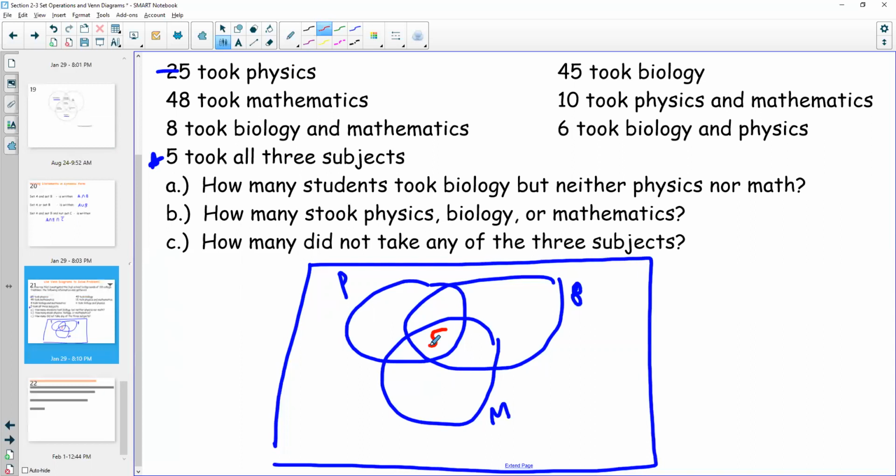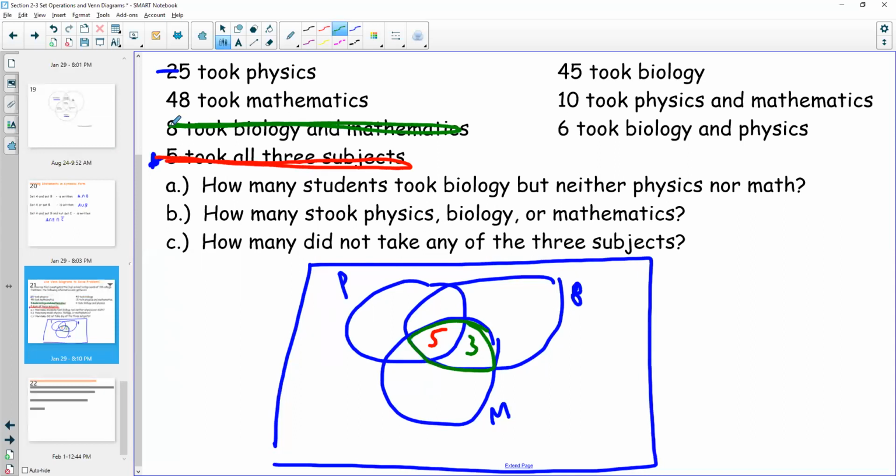Now, here's the trick. I'm going to work my way backwards. 8 took biology and math. So that is this section right here, the overlap. But here's the thing, 8 took biology and math, and I've already got 5 people in that bucket. So I'm not going to write 8. I'm going to write 3, because now all together, there's 8.